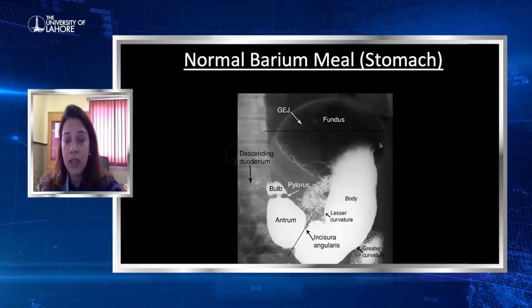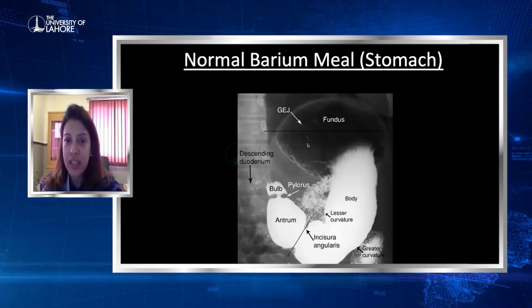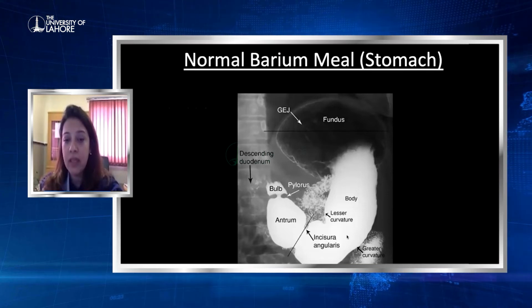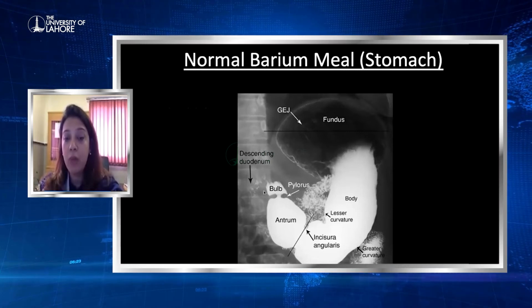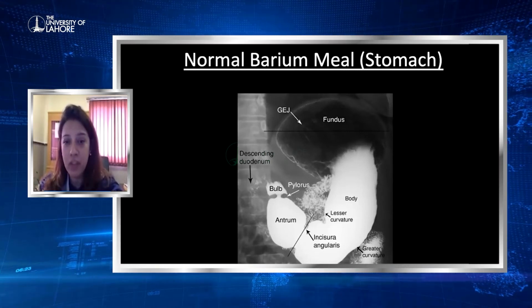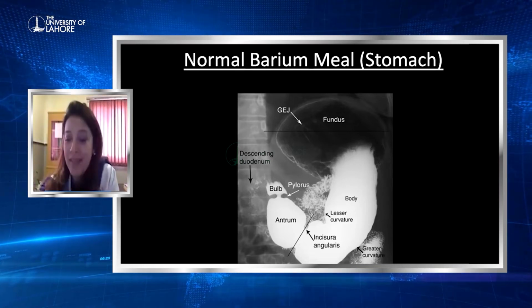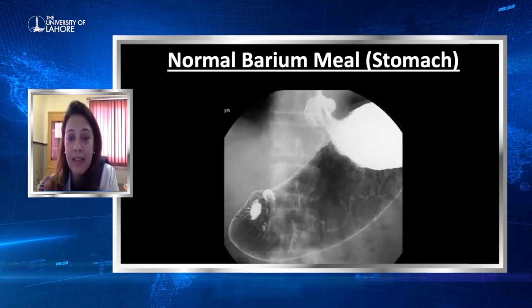So this is how it is seen. The patient is standing, right? So the air is in the fundus. This is the body, lesser curvature, greater curvature, antrum, and the duodenal bulb. So this is how beautiful it is. I really like this image. I really want to frame it and put it in my office, because it's a very well done barium meal.